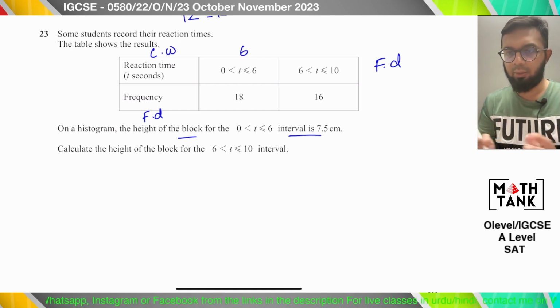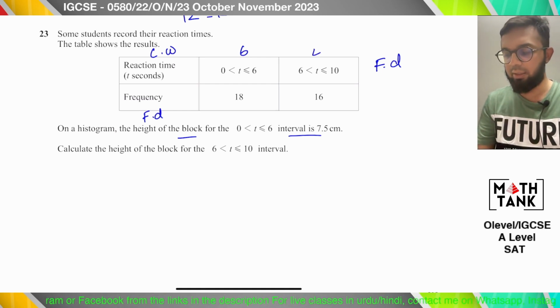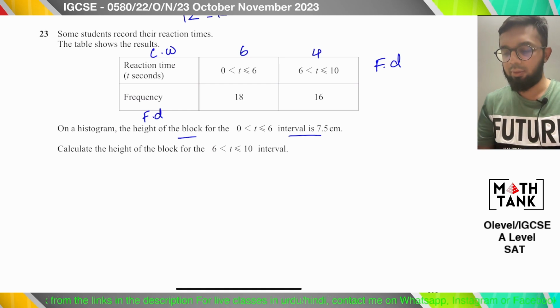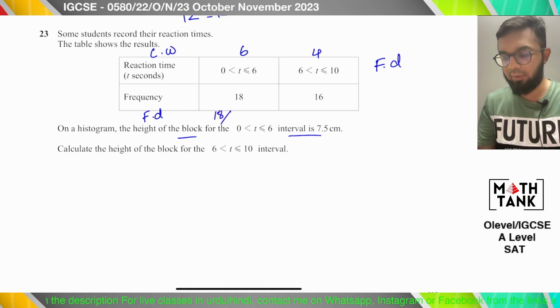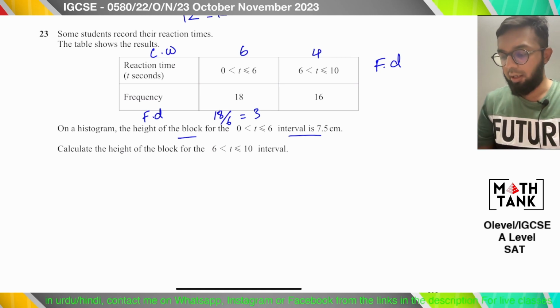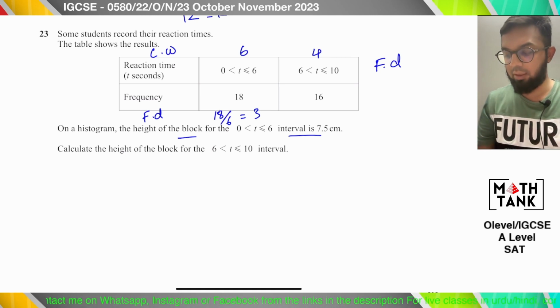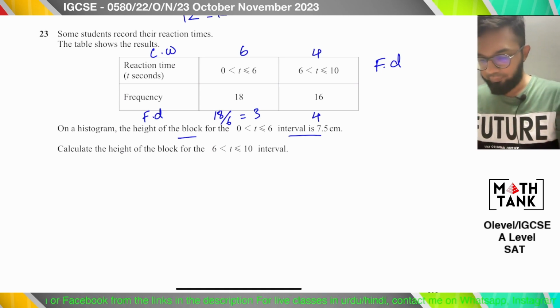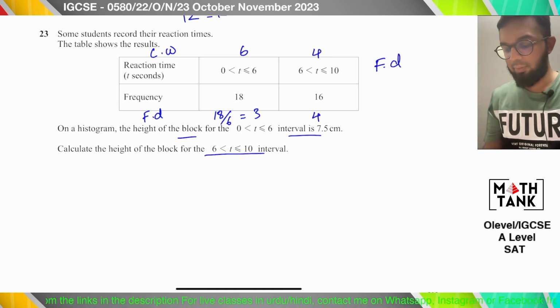So upper boundary minus lower boundary gives me 4. So the frequency density is frequency divided by class width. So I get 3. And frequency density, 16 divided by 4 gives me 4. Okay. Calculate the height of the block.